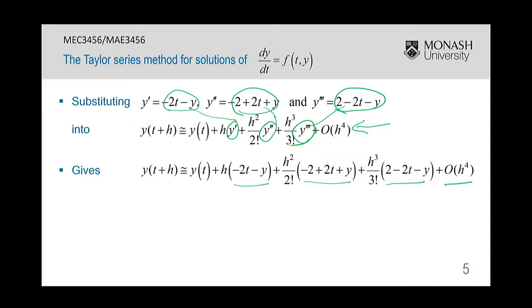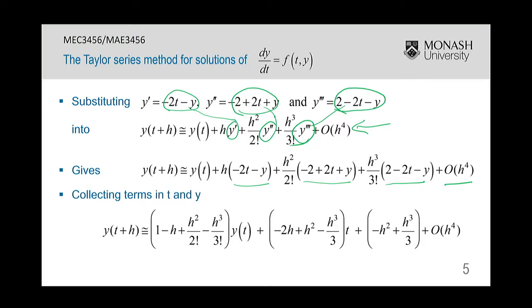So if we group the terms in y, in t, and the constant terms, we can show that y of t plus h is equal to 1 minus h plus h squared on 2 minus h cubed on 3 factorial times y of t, plus negative 2h plus h squared minus h cubed on 3 times t, minus h squared plus h cubed on 3, plus an error term. So what we have now is a much higher order solution for this particular equation.